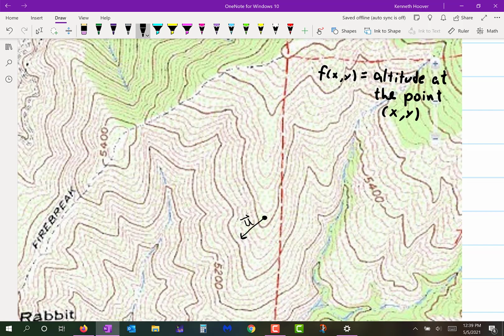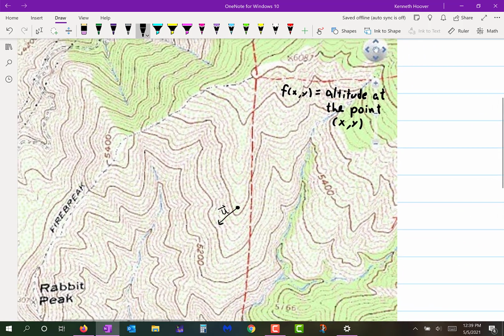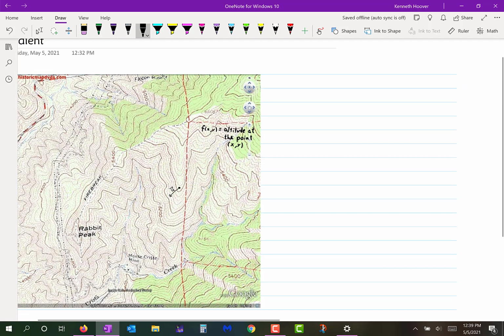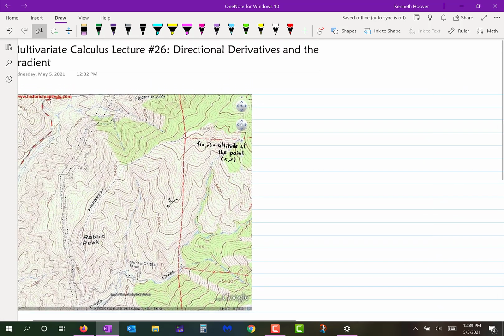Okay, so here's the question. You're standing at that point, you're facing in the direction of u, and you want to measure the slope of the ground in that direction. That is called a directional derivative, in the direction of u. Let me show you how to calculate that. First, I'm going to show you the definition, then I'm going to show you how to calculate it.